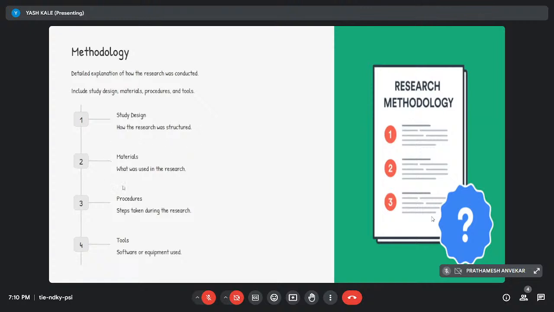Then it should mention the materials which you have used in the research or the project. Then mention the procedures that you have undertaken during the work. Then mention the tools that you have used throughout. All these things must be mentioned in the methodology. Just to give an example, if you're working with machine learning models, then you can mention what algorithms you have used, the data sets, and the evaluation methods.